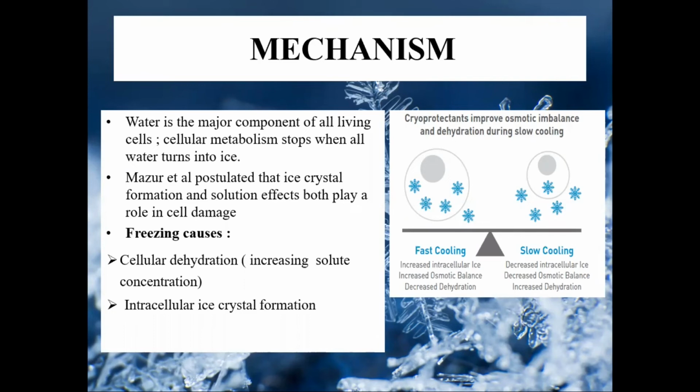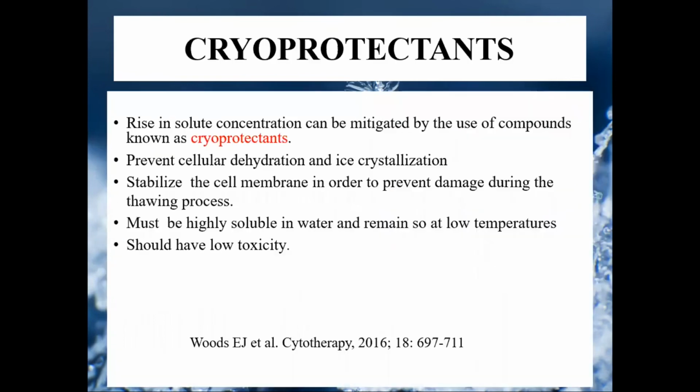So freezing basically causes cellular dehydration, increased solute concentration, and intracellular ice crystal formation. This can be avoided with the help of two mechanisms: adding cryoprotectants and using controlled rate freezers. A controlled rate freezer means freezing at the rate of 1 degree Celsius per minute.